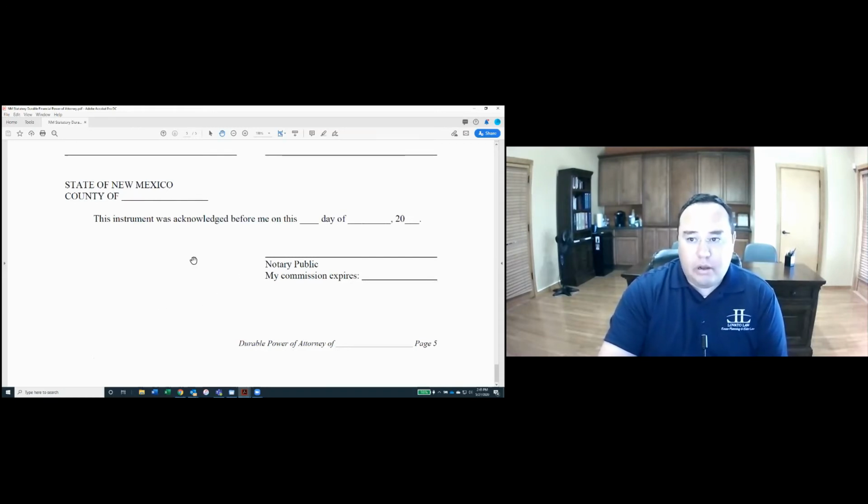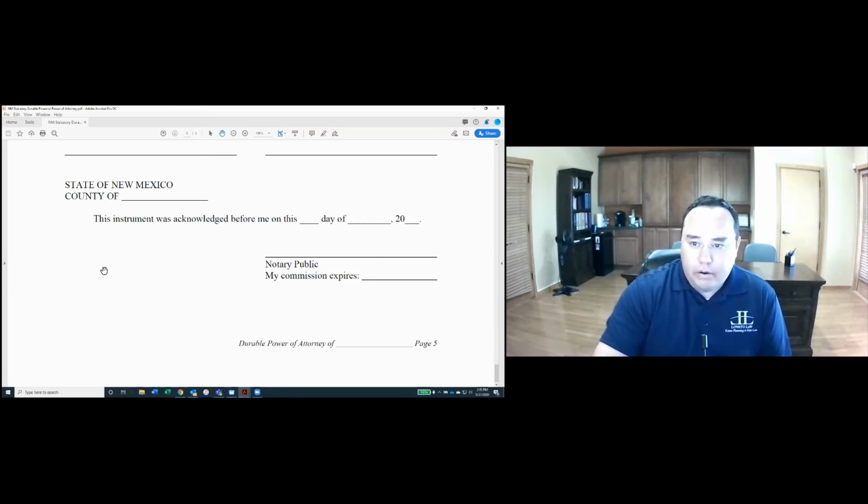Now it's important to know that a notary is not required on this document. However, we do strongly encourage you to have it notarized, because what that does is it creates a presumption of validity under New Mexico law. So if anybody ever did raise a challenge to it, they would have to overcome that presumption. So that's how you fill out your signature blocks and your notary blocks for this property power of attorney.